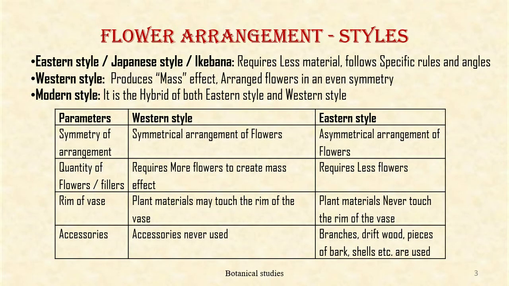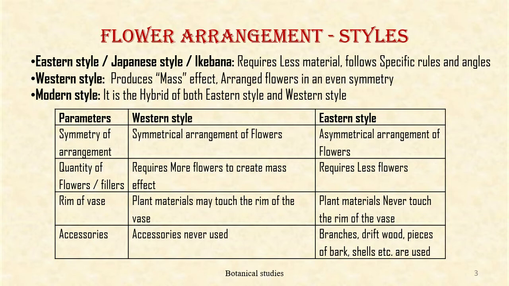Flower arrangement styles. There are three different styles of flower arrangement: Eastern style, Western style, and modern style. Eastern style is also called Japanese style or ikebana. It requires less material and follows specific rules and angles. Western style produces a mass effect, with flowers arranged in an even symmetry, while modern style is a hybrid of both Eastern style and Western style.